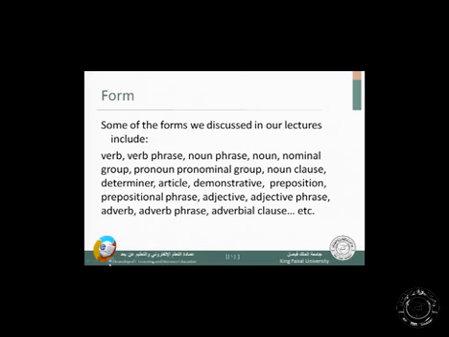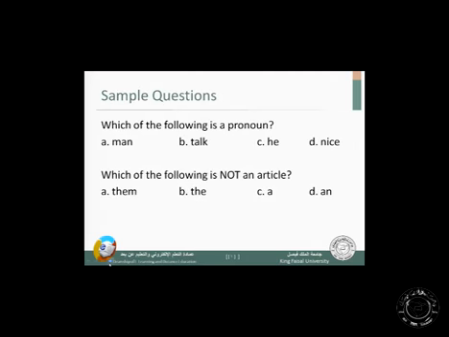These are all some of the forms we discussed in our lectures, and for each one of them we gave enough examples so that you would see a sentence and identify them successfully. So when you see a verb phrase in a sentence, you'll be able to identify it. When you see an article, when you see a demonstrative, when you see a preposition. So hopefully you have a good idea about these elements, so that as soon as you see them in a sentence, you'll be successful in identifying them most of the time.